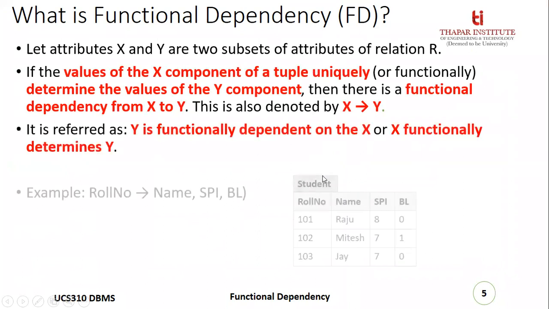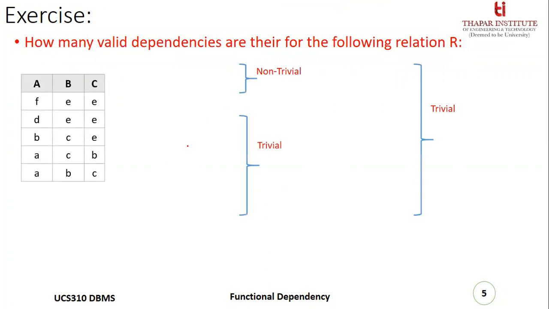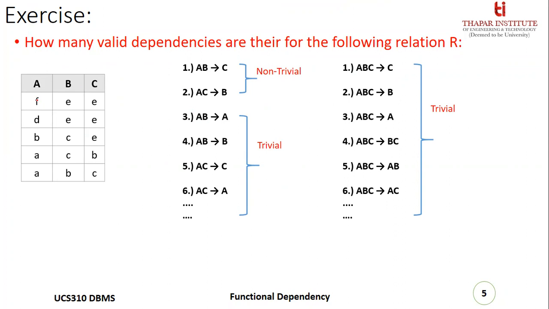Now we are moving further on functional dependency. This exercise we did in the last class. We have to identify the valid and invalid dependencies for the following relation. The question I gave you in the last class: how many valid dependencies are there for the following relation? If we are considering a relation R, you can identify the dependencies based on these attribute values. Like in this table, AB determines C is a dependency.